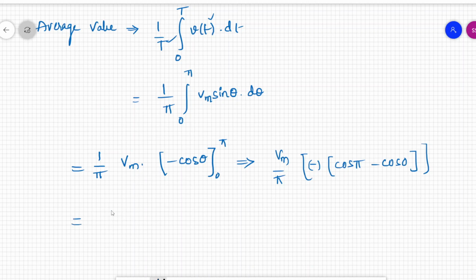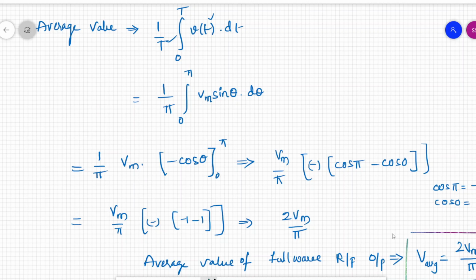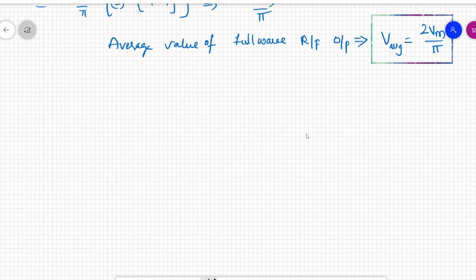So we have derived this in the earlier. Vm by pi minus of minus 1 minus 1, because cos pi is minus 1, cos 0 is also 1. Okay, cos 0 is 1, so this will be 2 Vm by pi. That means the average value of full wave rectifier output is 2 Vm by pi. Okay, so these things have already been taught for you in your PUC 1 and 2, I think. Okay, so you should know how to solve the given problems using these formulas.